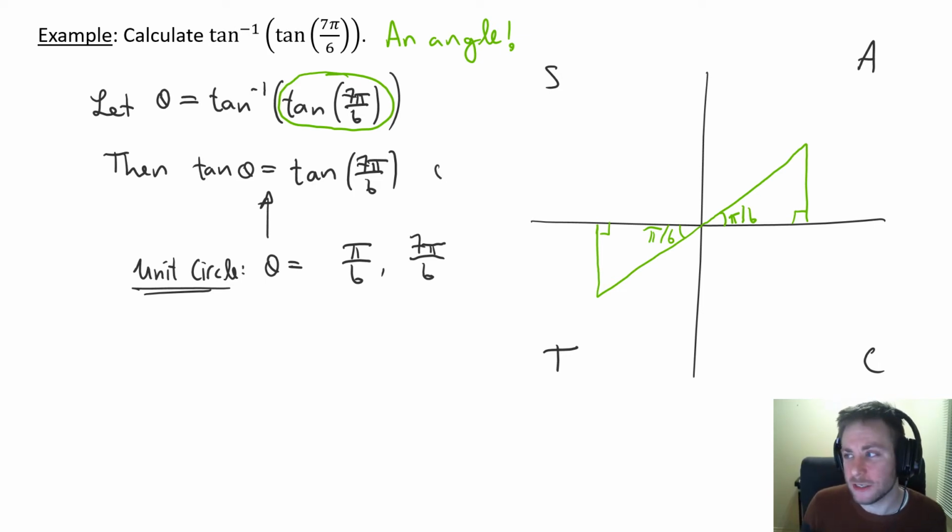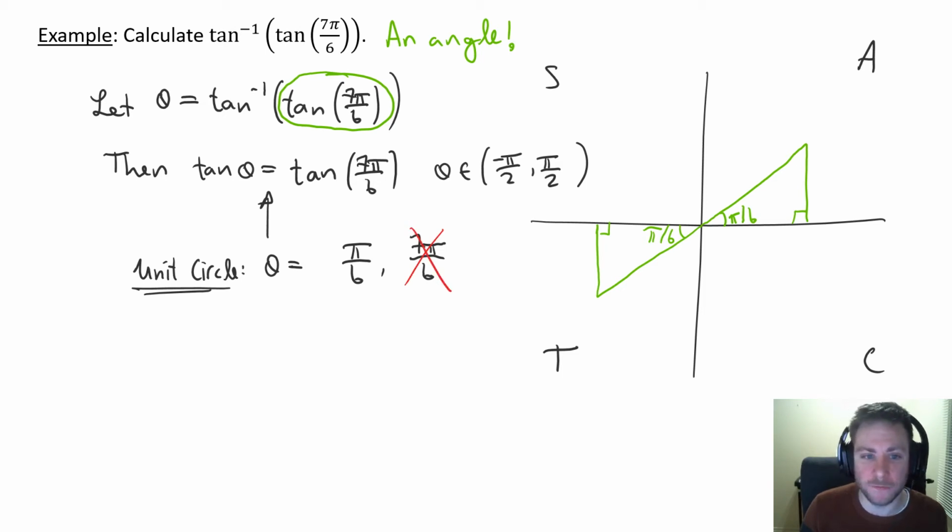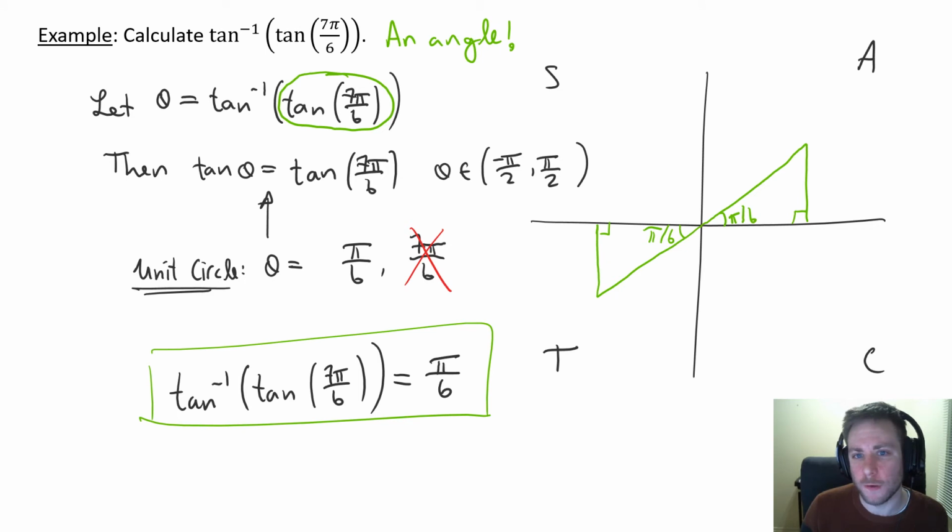To make that decision, we look at the domain restriction which defines inverse tan. We must be looking for an angle which is between minus pi over 2 and pi over 2. And the only possibility that matches that condition is pi over 6. So in conclusion, this is the value we're looking for. If you're surprised by this answer, it's possible that you fell prey to a common misconception about inverse trig functions.